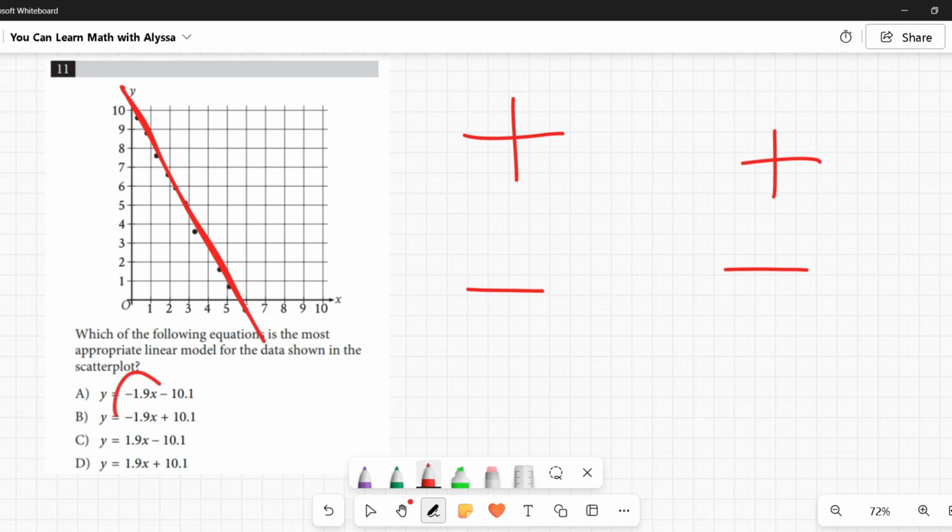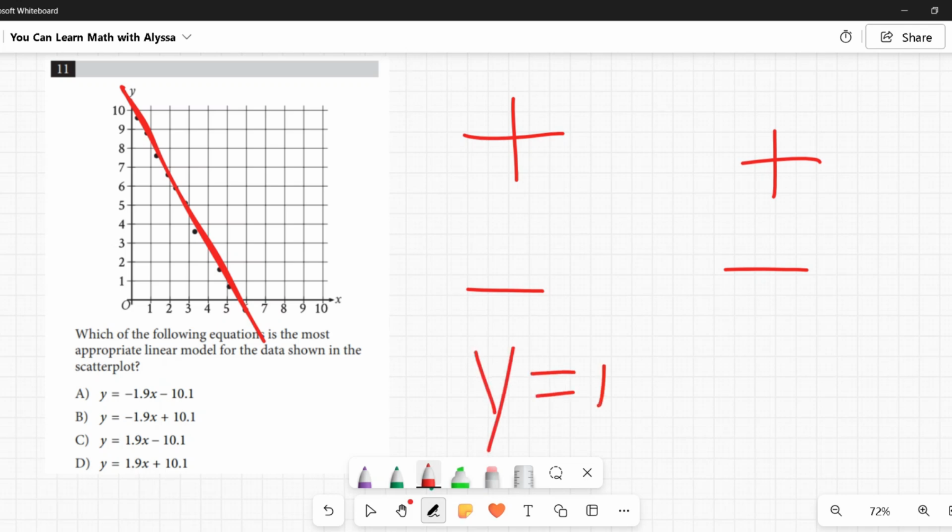As you can see, we have two answers that have a negative slope, two answers that have a positive slope. All the numbers, 1.9, 1.9, it's all the same. And for the y-intercepts, I have two that have negative y-intercepts and two that have positive y-intercepts. So that's all we have to determine. All the numbers are the same.